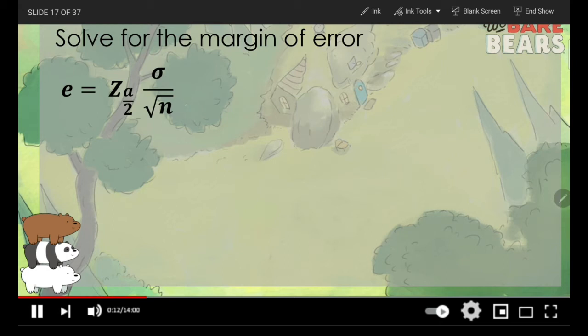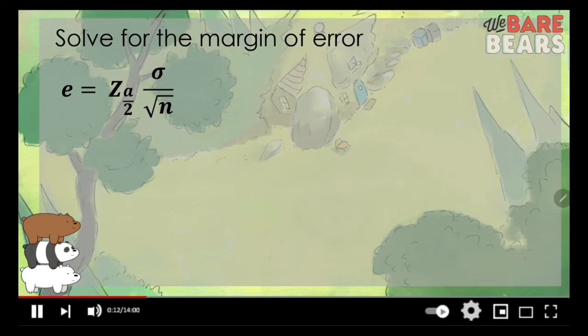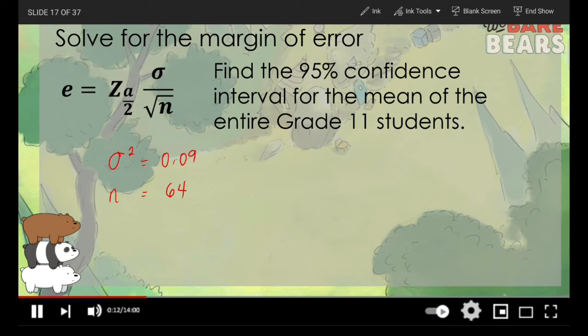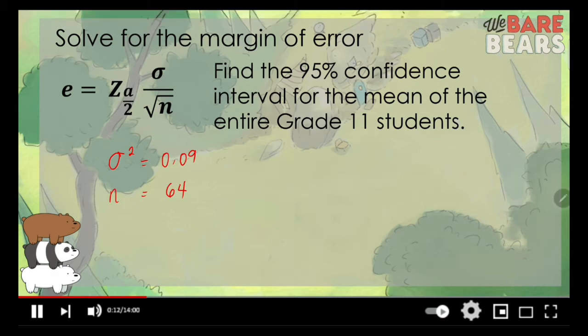So from the given situation, we have the variance as 0.09 and a sample size of 64. To compute the margin of error, kailangan meron tayong level of confidence. So in this given situation, we have to find the 95% confidence interval for the mean of the entire grade 11 students. So ibig sabihin, in this situation, ang binigay sa atin na level of confidence is 95%.